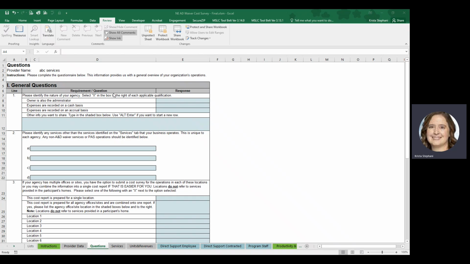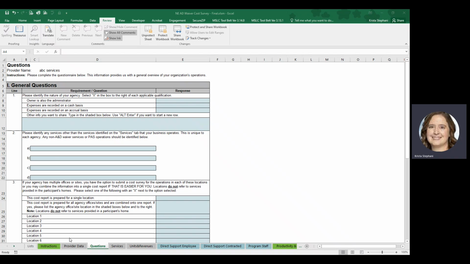This training module will walk through and provide you with a guide for completing the questions tab of the State of Nebraska's Department of Health and Human Services A&D waiver and PAST services cost survey.